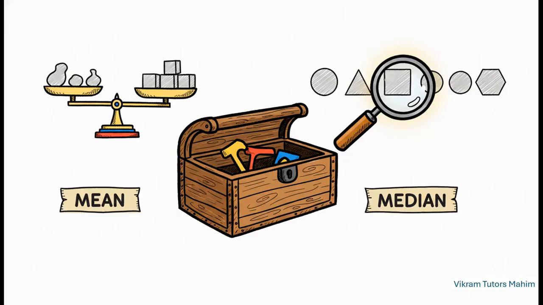Well, for this kind of job, we've got two main tools in our statistical toolkit. First up is the one you've probably known forever, the mean. That's just a fancy word for the average. And our second tool, that's the median. And as its name suggests, it's all about finding what's smack dab in the middle.